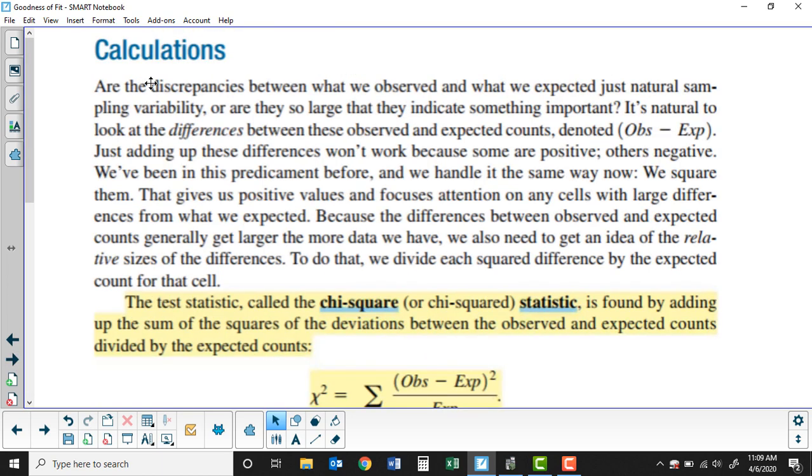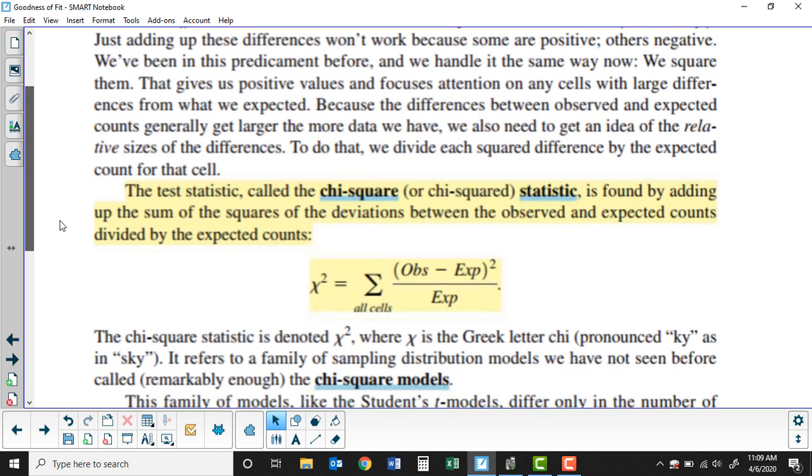So here is how the calculation goes, this chi-square testing. And this formula is for all 3 types: goodness of fit, homogeneity, and independence.